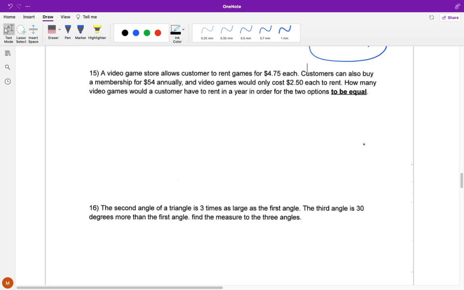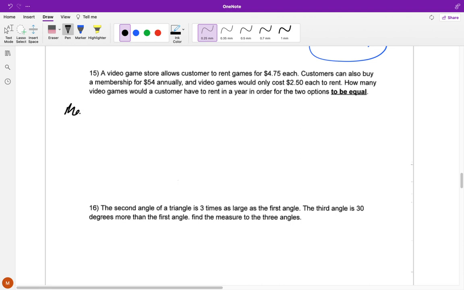All right, and then this is the last one I'm going to go through. And then you can apply this to the others, but just making sure that you understand the 3 things I'm looking for in these problems. So for here, a video game store allows customers to rent games for $4.75 each. Customers can also buy a membership that's $54 annually. And then anytime you rent a game will only be $2.50. How many video games would a customer have to rent in a year in order for the 2 options to be equal? So we have 2 things.